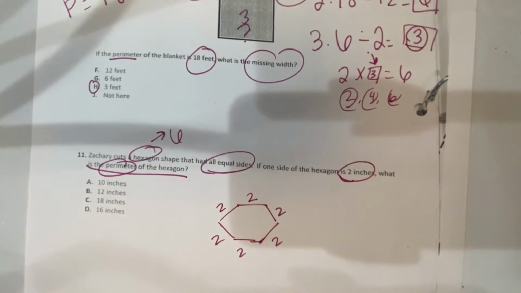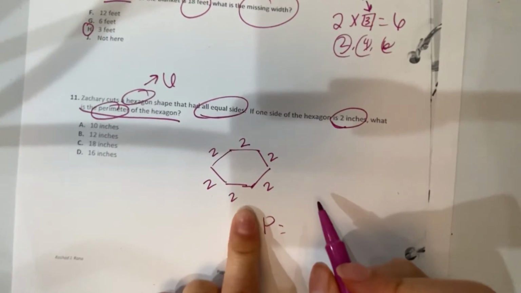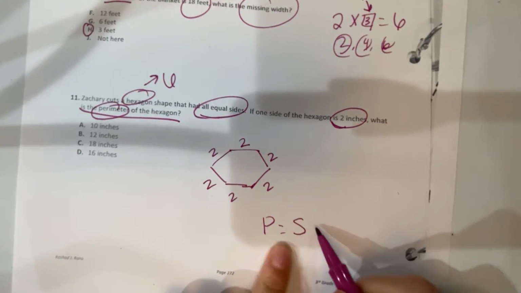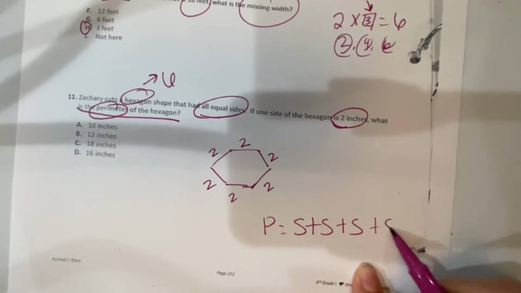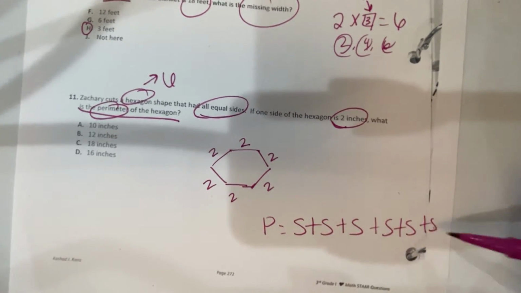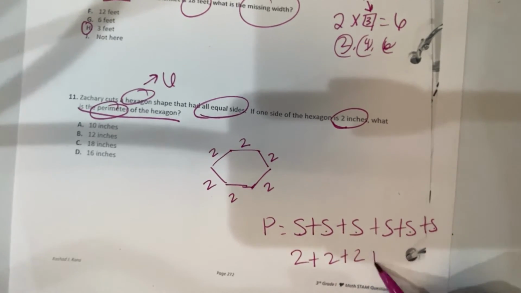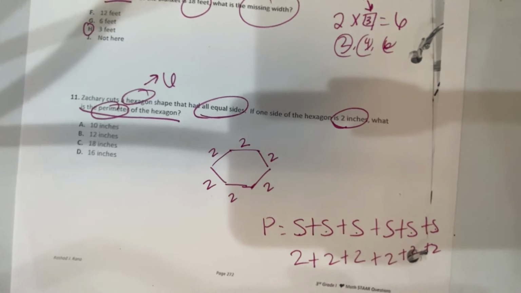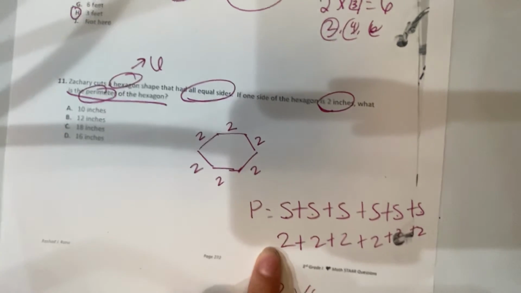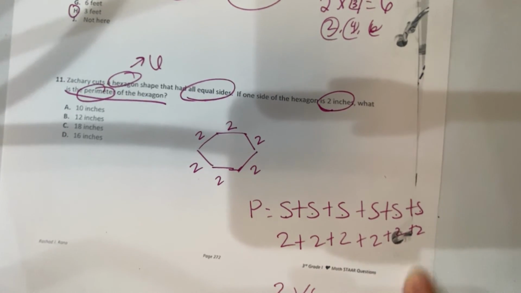So if we're looking for the perimeter, P equals, how many sides do we have? We have 6 here, so we're going to say S plus S plus S plus S plus S plus S. 1, 2, 3, 4, 5, 6 times 2 plus 2 plus 2 plus 2 plus 2 plus 2. Or we could skip count or do our multiplication here. So that would be 2 times 6. Because we have 2, how many times is it repeated? 6 times. So that would give us a perimeter of 12.